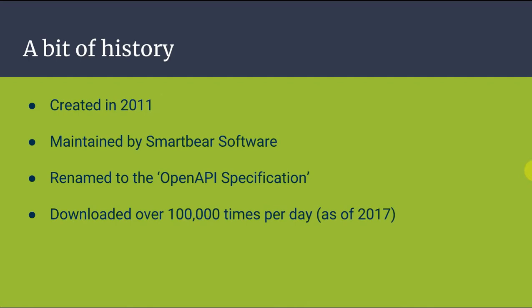It was maintained by SmartBear Software, but in 2016, SmartBear Software started a new initiative called the Open API Initiative. It was under the Linux Foundation, and Google, IBM, and Microsoft were all founding members. The Swagger specification was renamed to the Open API specification, and they changed their GitHub repositories and all that. And currently, as of 2017, Swagger and Swagger-related tools are being downloaded over 100,000 times per day, so you can get an idea of how popular it is.